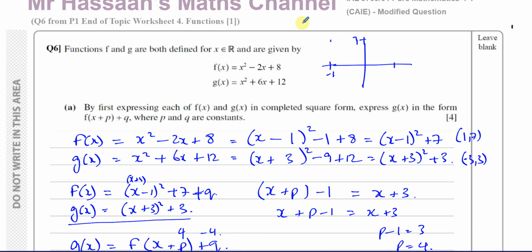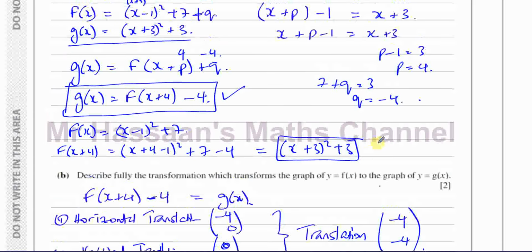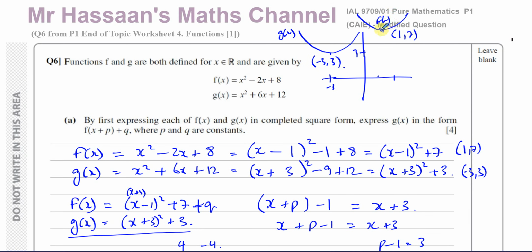So it's going to have this type of shape. This is going to be g of x, and f of x is going to be 1 and 7. So 1 and 7 up here somewhere. The vertex will be up here somewhere. So this is 1, 7, and this is negative 3, 3. So we want to know how to go from, it says the transformation that transforms f of x to g of x. So how does f of x become g of x?